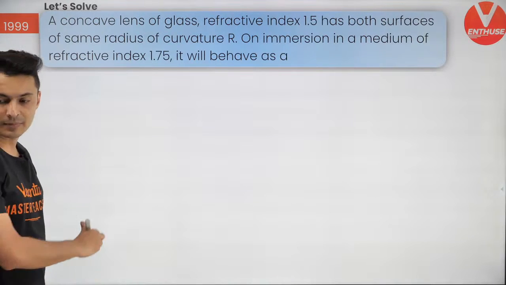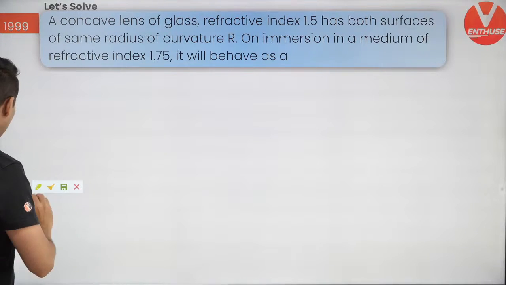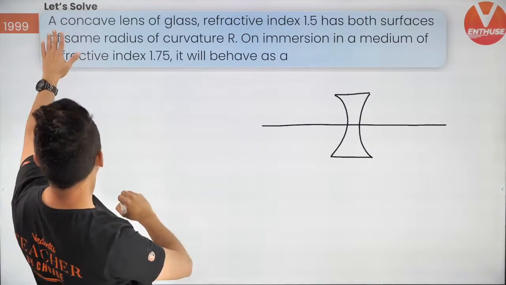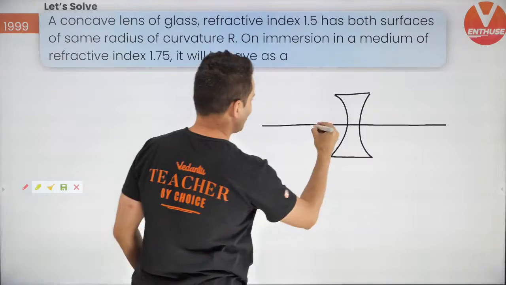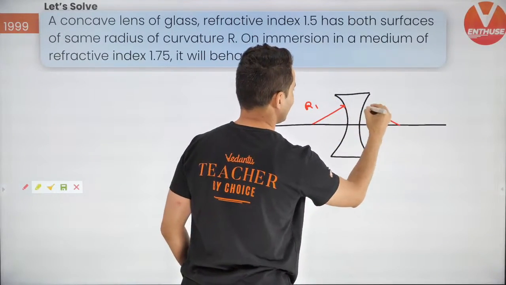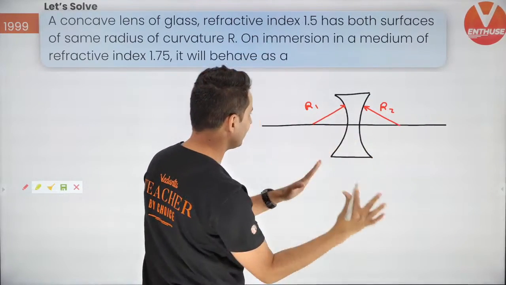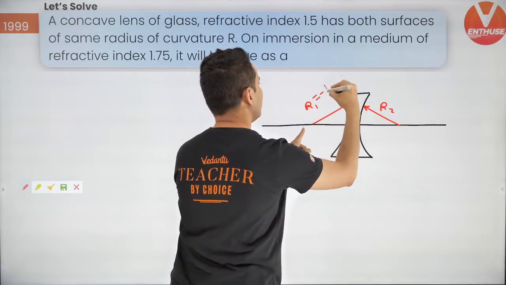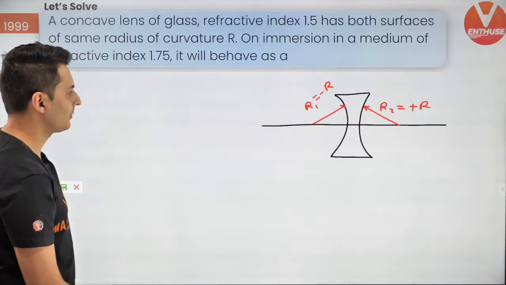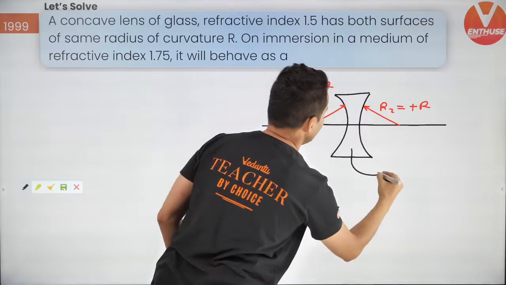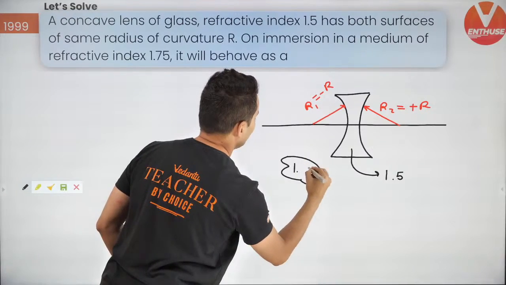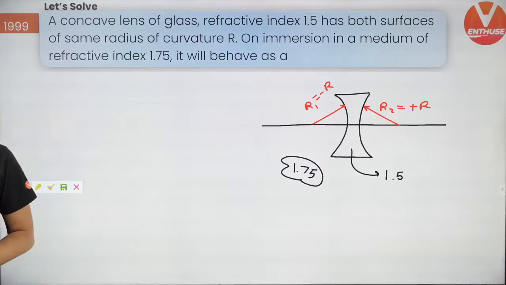Let's see. Okay, so first of all, let me draw the diagram. Thank you guys for pointing it out, I just saw the chats, my bad. So this is R1, this is the first surface, and this is R2. I hope now it's fine. And R1 will be negative R and R2 will be positive R. Cool. And this medium is how much? 1.5, and the outside medium is 1.75.